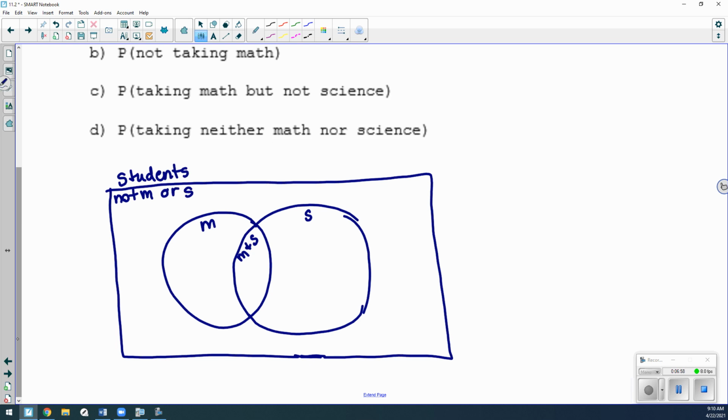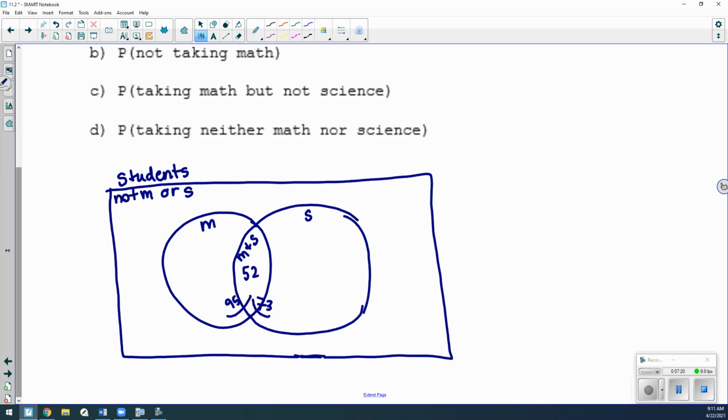So what do I know for sure? I know that 95 are taking math, so this business right here is 95. I know that 52 are taking both math and science, so this here is going to be 52. And then 73 are taking science, so this much right here is 73.